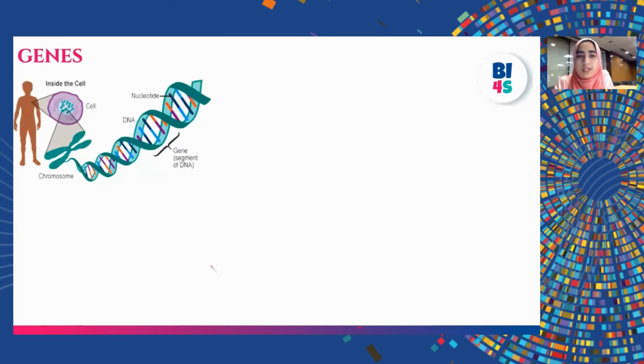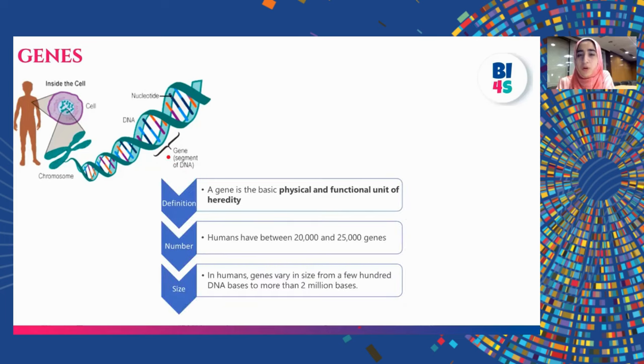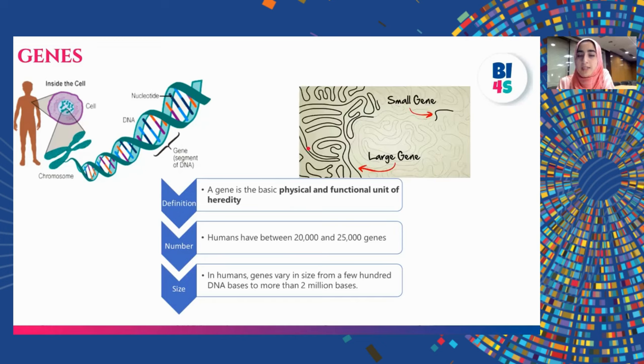Now we have seen that a gene is the part of the DNA that has meaningful information. If we go by its definition, a gene is defined as the basic physical and functional unit of heredity. In humans, we have about 20,000 to 25,000 different genes. If we look at its size, the size varies. Some genes can be really small and some can be really, really large. Like, we have some recipes which can be half a page long, and some can be as long as 10 pages. Similarly, some genes are really small and some are large.